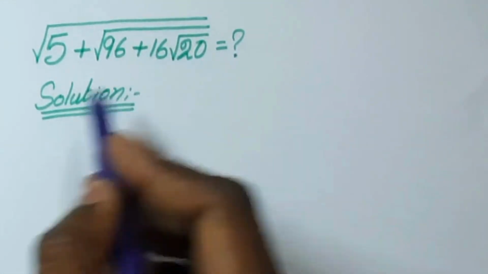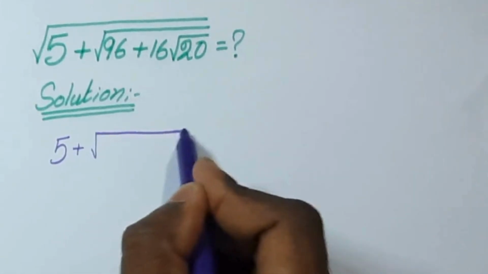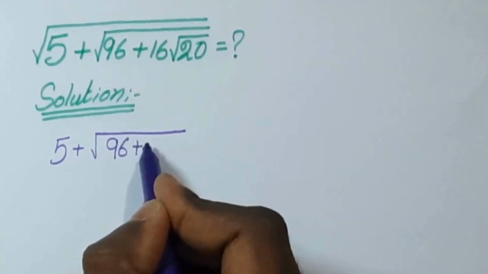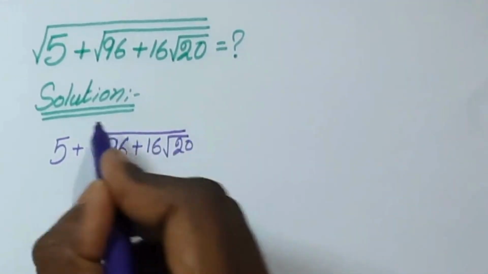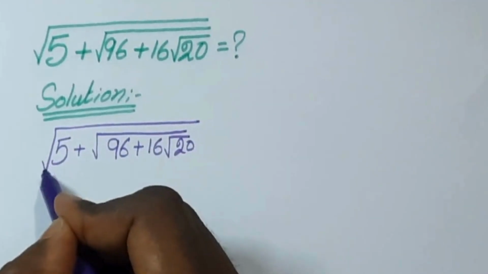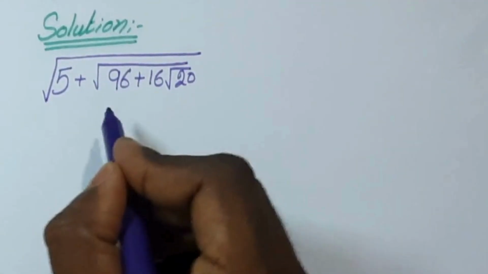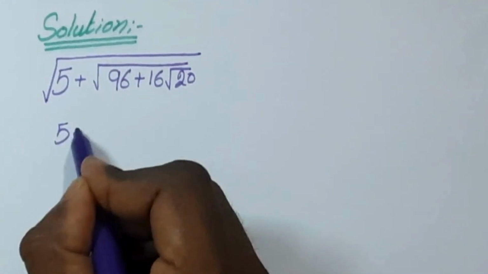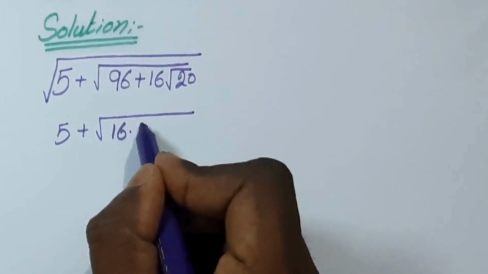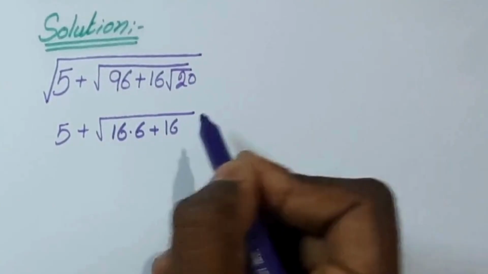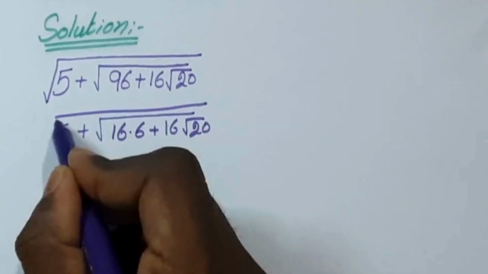Today we are going to solve this problem: 5 plus square root of 96 plus 16 times square root of 20, in whole square root. Now this 96 can be written as 5 plus square root of 16 times 6 plus 16 times square root of 20 in whole square root.